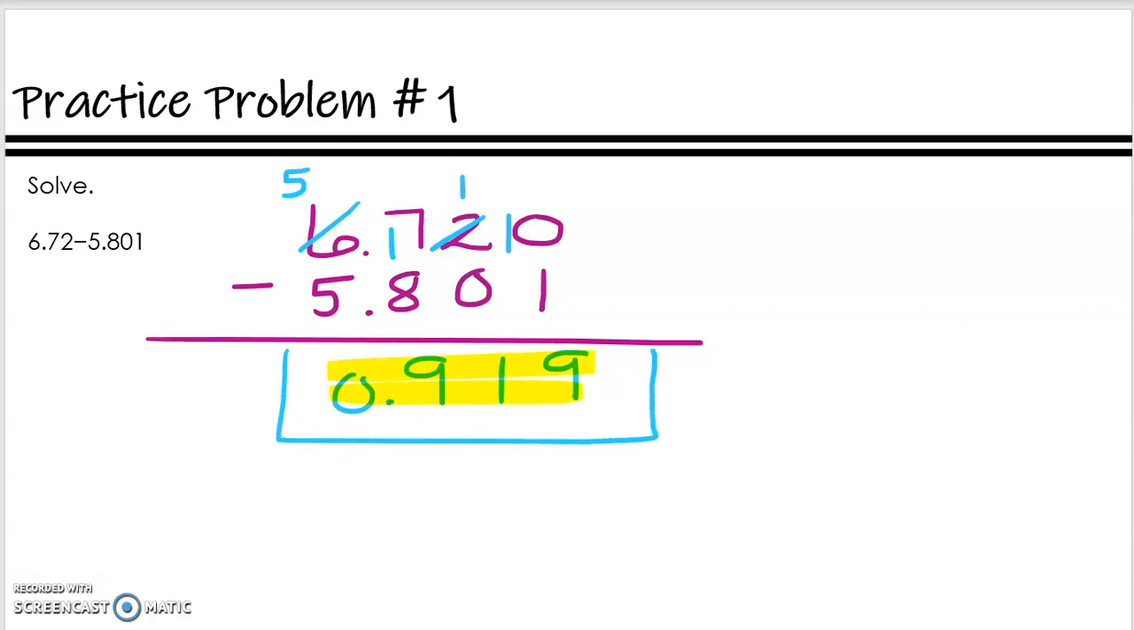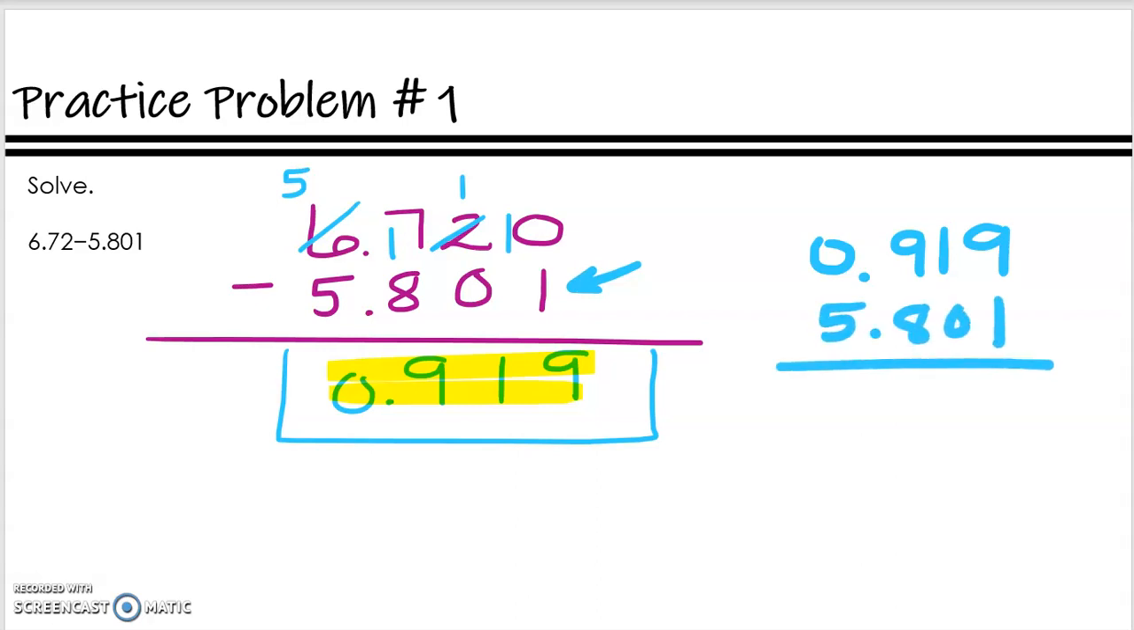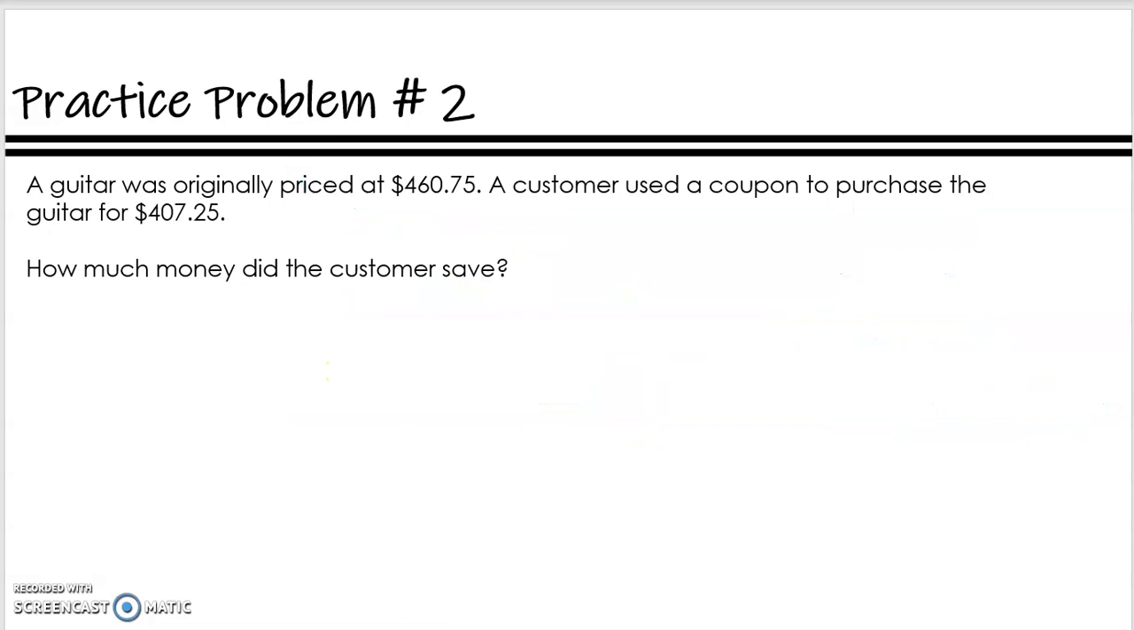If you wanted to check it, you can always check with the opposite operation. So you can take your answer and add back what you subtracted, and you should end up at your starting amount. And 6.720, that's what we started with, so I know that my answer is correct. Practice problem 2 is a word problem. I challenge you to pause the video and give it a try.